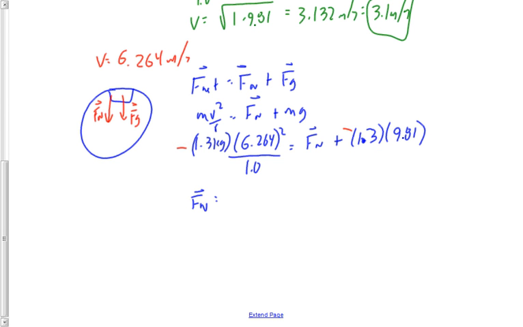Let's take 1.3 times 6.26 squared divided by 1. Let's get that number on the left-hand side first. You get negative 51.009. Get the number on the right-hand side, then take it over by adding. So let's add to 51.009, 1.3 times 9.81. I solve for Fn, and it works out to be negative 38 newtons. Make sure you can get that number. Negative 38. It's a negative number. It means it's downward. It should be. You're at the top of the circle. The normal force has to be pulling you downwards. Okay?